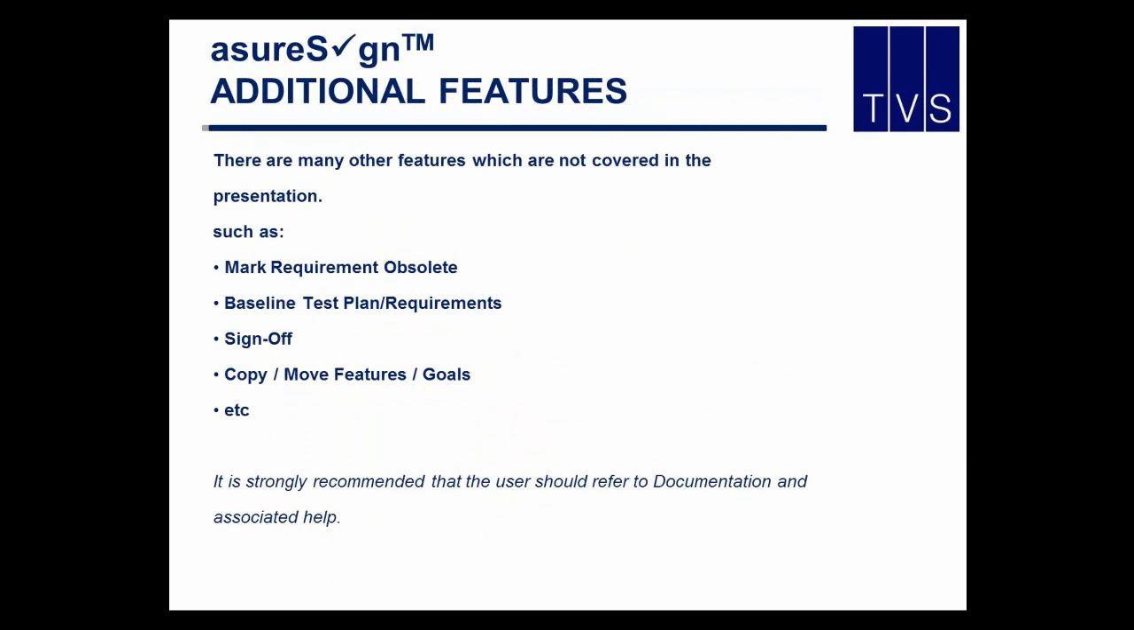There are many other features that we haven't covered in the presentation, such as marking a requirement as obsolete. We can say this is now obsolete, so we can keep the information. If you want to start taking out tests or removing things, you don't have to just delete them. You can keep the information, mark them as obsolete, and keep the reasoning behind that.